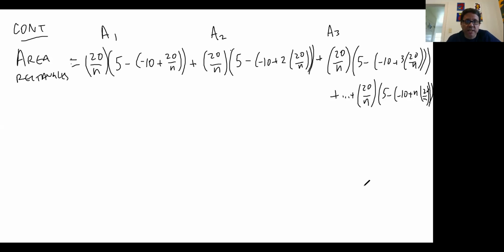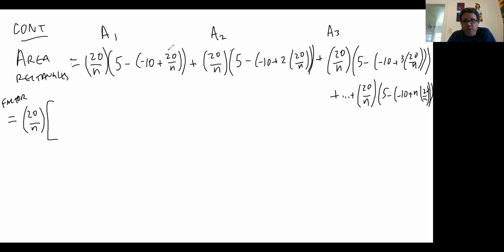And so, I mean, technically that's my answer. It's not real useful yet because I still have this dot, dot, dot, which means add forever. So I got to come up with some sort of pattern in here if I can. So first thing to notice is that 20 over n, 20 over n, 20 over n, all these 20 over n's are multiplied by every single term. So I can factor that. That's the first thing I can do.